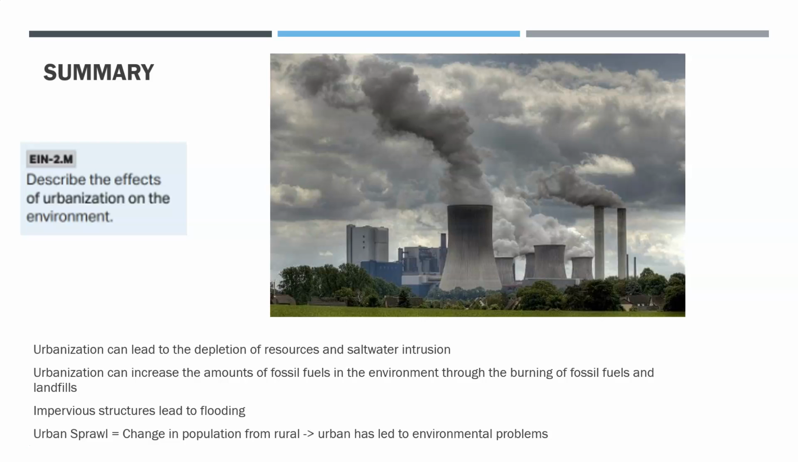So our goal was to describe the effects of urbanization on the environment. Urbanization can lead to the depletion of resources and saltwater intrusion. Urbanization can increase the amounts of fossil fuels in the environment through the burning of fossil fuels and landfills. Remember, if we have urban sprawl, that's going to cause people to drive more to get from their suburban areas up to the big cities. These urban areas increase flooding due to the impervious structures, so pavement, buildings, parking lots, roads. Urban sprawl is the change in population from rural to urban areas, which has led to environmental problems.